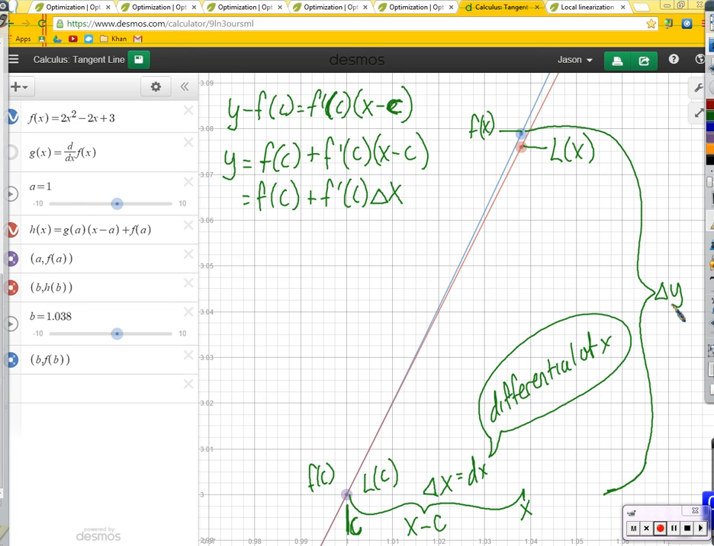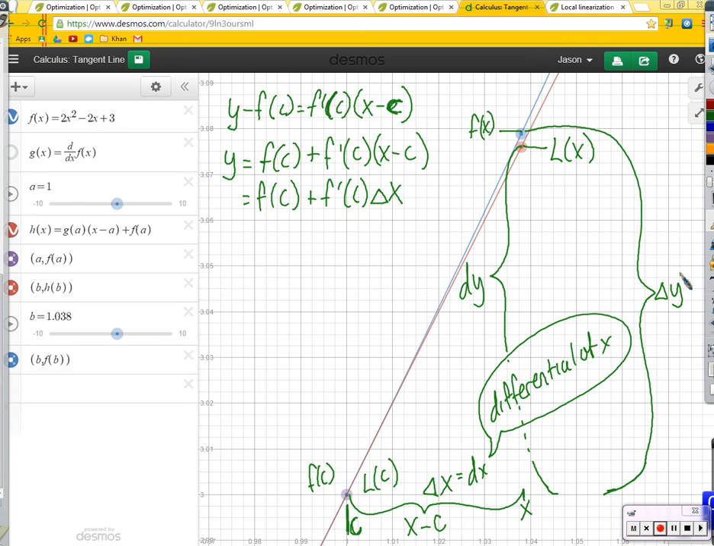The approximation of that delta y we call dy. Here to there we call it dy. So delta x and dx are the same thing, but delta y and dy are two different things. To find delta y, you'd actually have to find the y value of the function, subtract this y value of the function, and you'll find that vertical change.